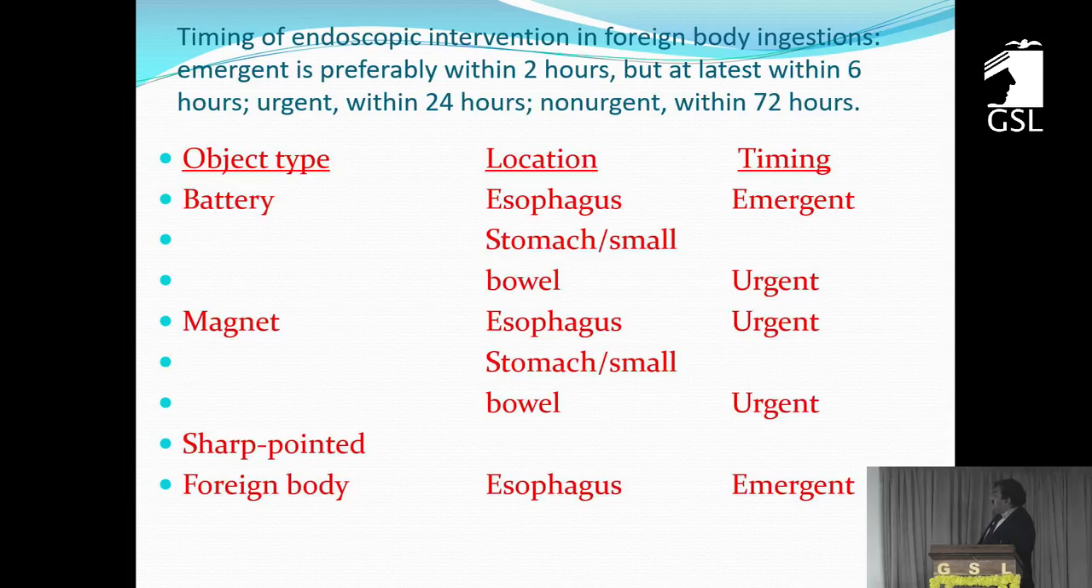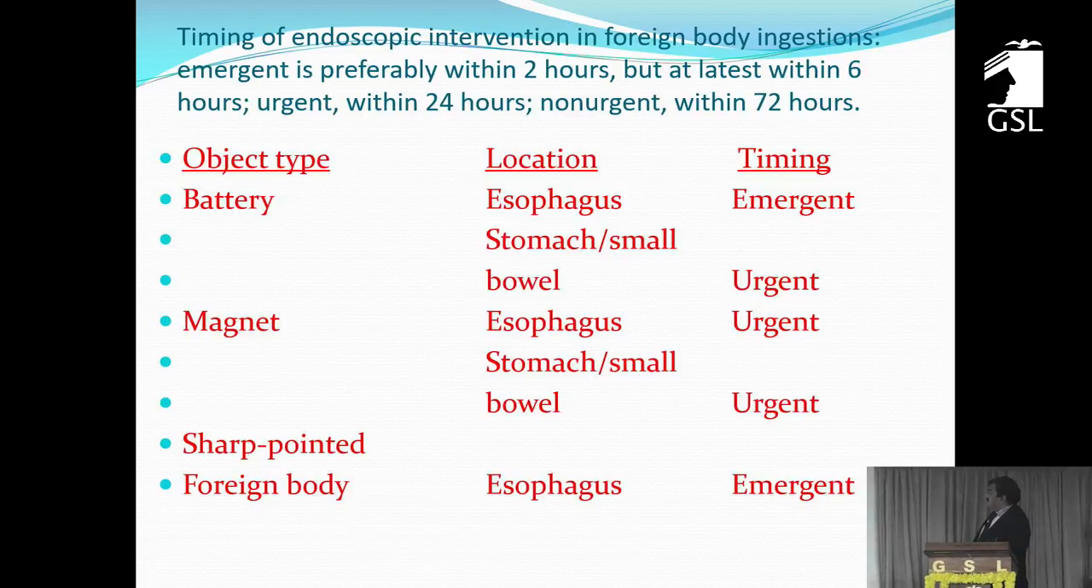Now the timing of endoscopic intervention in foreign body ingestions is emergent within 2 hours, battery. But at the latest within 6 hours, urgent; emergent, urgent within 24 hours, non-urgent within 72 hours. Anyway, this has got to be done as early as possible, ASAP. And battery, it can be either in the esophagus, stomach, small bowel. This is emergent, that is within 2 hours.